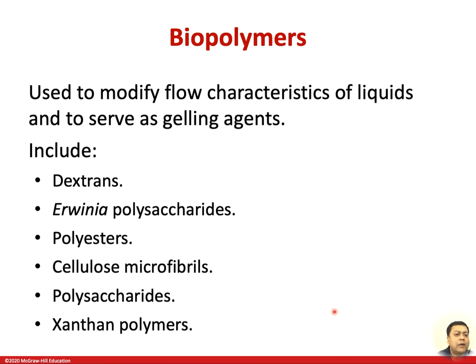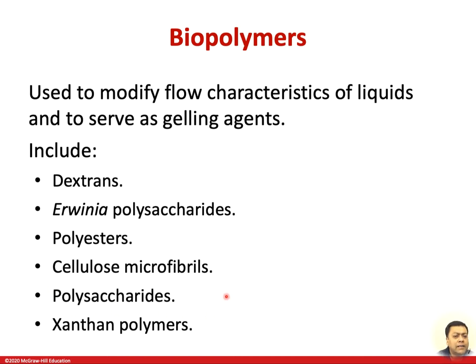So the next one is biopolymers, used to modify the flow characteristics of liquids and serve as gelling agents, and there are many examples of that. So I'm just giving you some examples of what they are used for. For example, the dextrans are used as blood expanders. The Erwinia polysaccharides are used in paints, surprisingly. The polyesters from Pseudomonas, and again, these Pseudomonas are not pathogens, of course. These are used in plastics, and these are biodegradable plastics, like some of these bottles today which say biodegradable plastics. Cellulose microfibrils are produced by Acetobacter, and this is used as a food thickener.